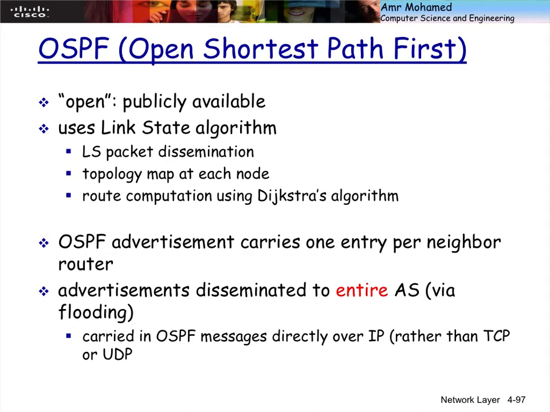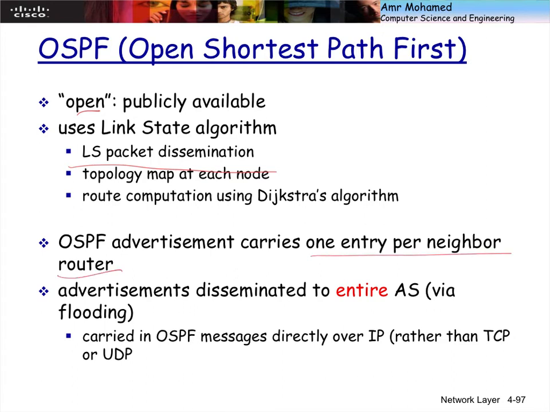This is for RIP, a distance vector routing protocol. For OSPF, Open Shortest Path First, open here means publicly available, it's standard. It uses link state, which means that it maintains a link state database with link state packet dissemination through flooding, all the things we talked about. I have a topology map at each node, which means a link state database at every single router, and then we use Dijkstra.